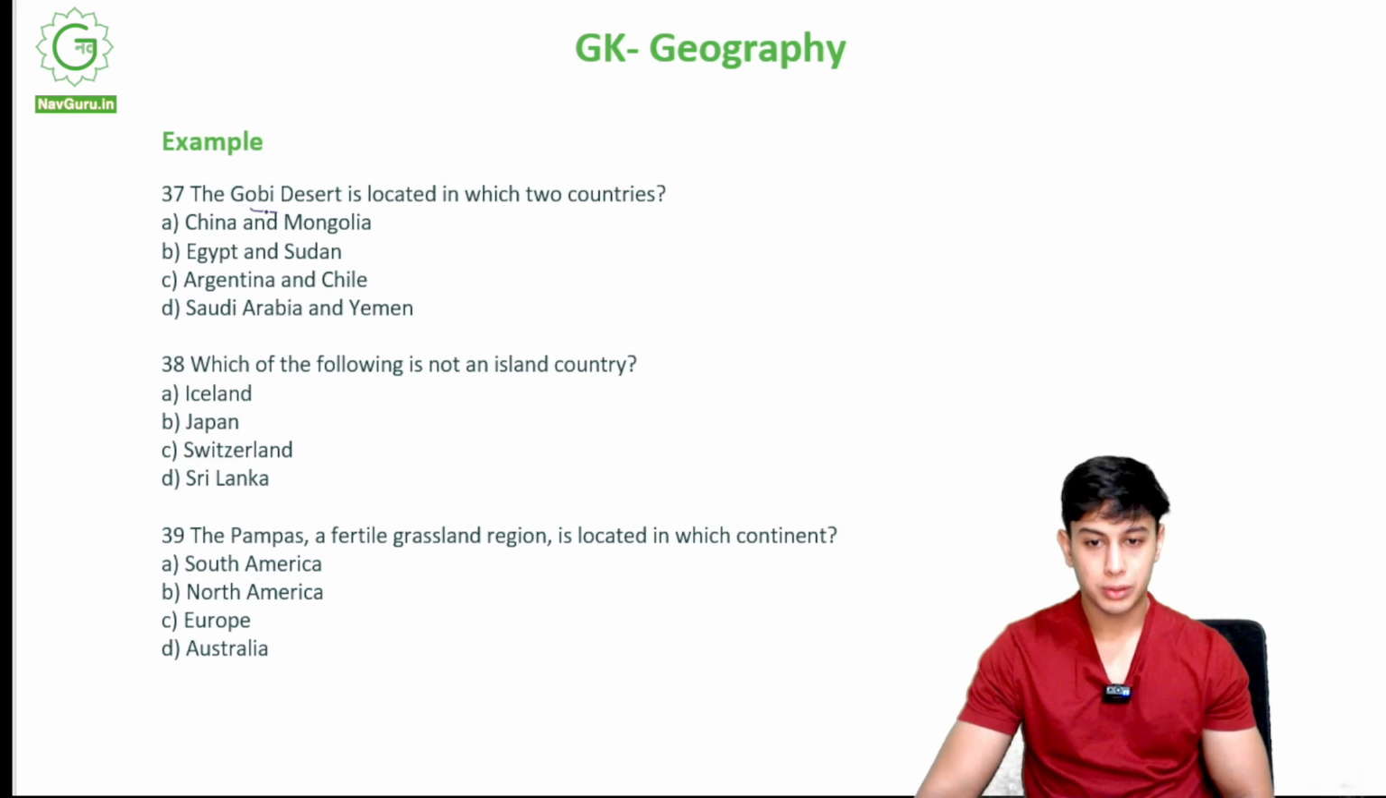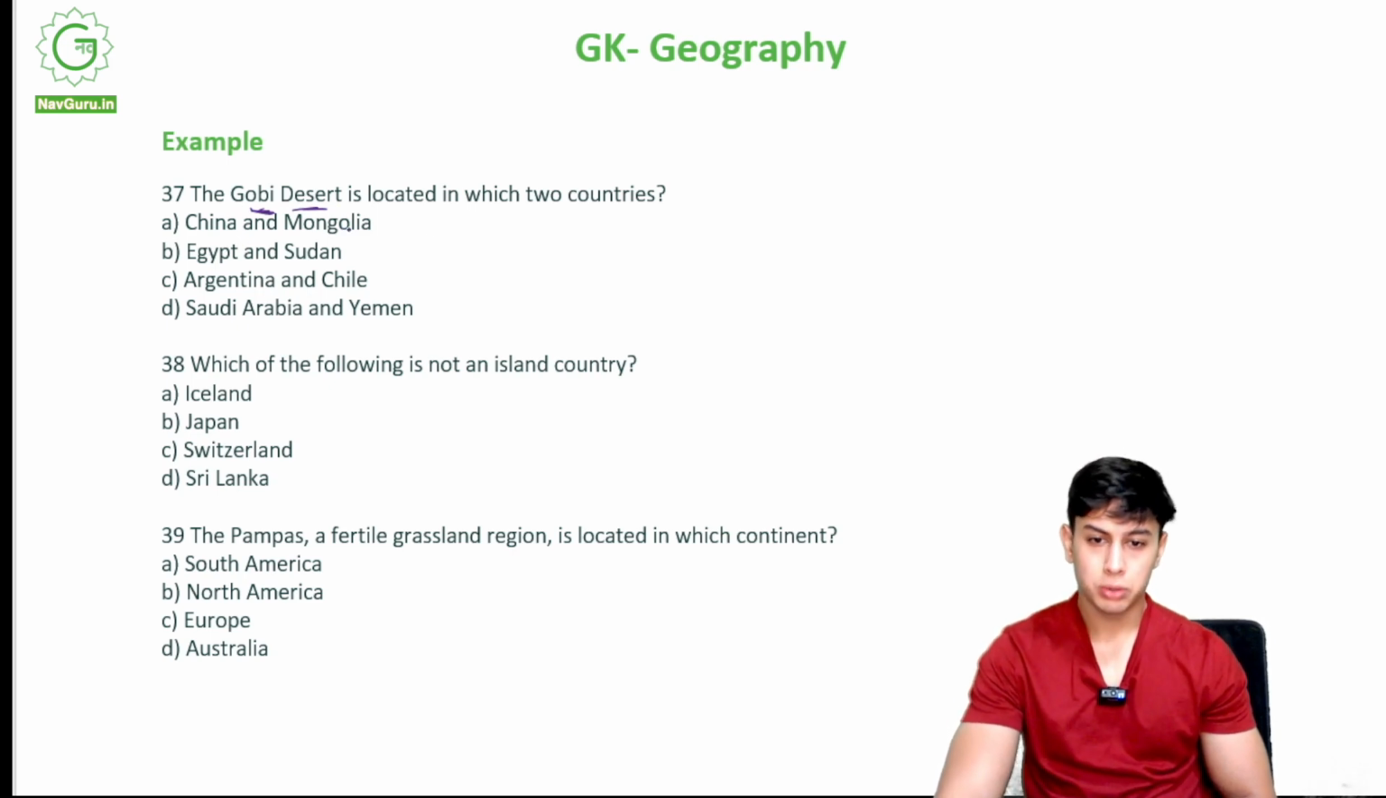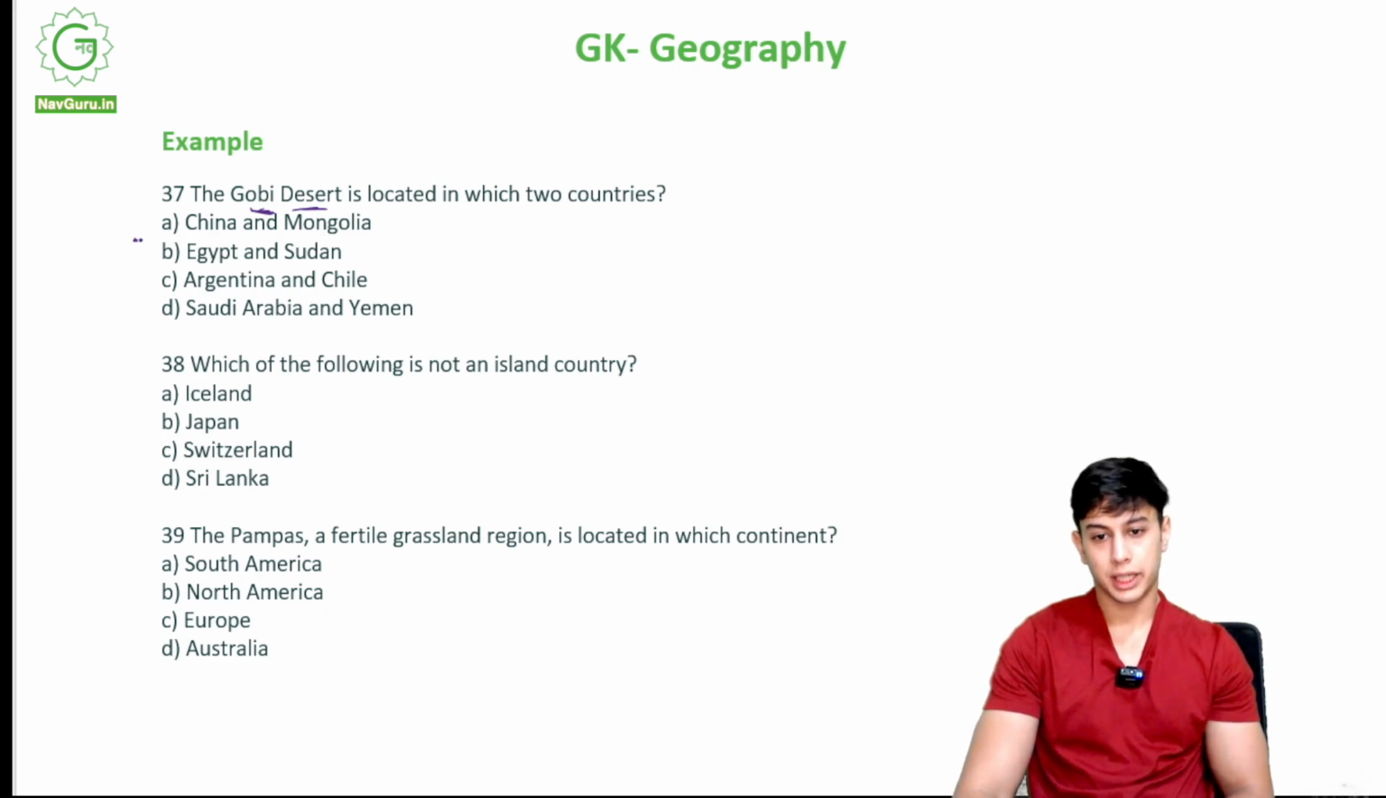The Gobi Desert is located in which two countries? You should know about the Gobi Desert. It is mostly a cold desert. So China and Mongolia, Egypt and Sudan, Argentina and Chile, and Saudi Arabia and Yemen. Out of all of these, it is located in which two countries? It is China and Mongolia. The Gobi Desert.